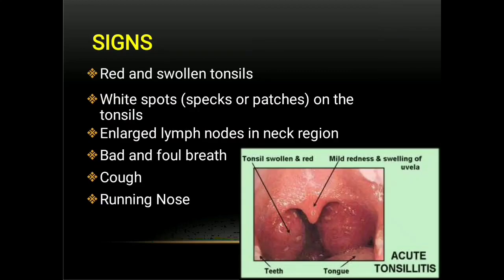Signs. Red and swollen tonsils, white spots, specks or patches on the tonsil, and large lymph nodes in the neck region, bad and foul breath, cough, running nose.